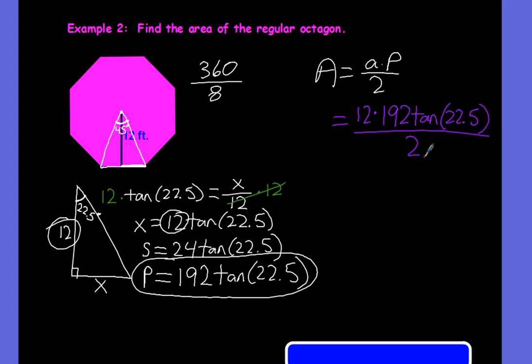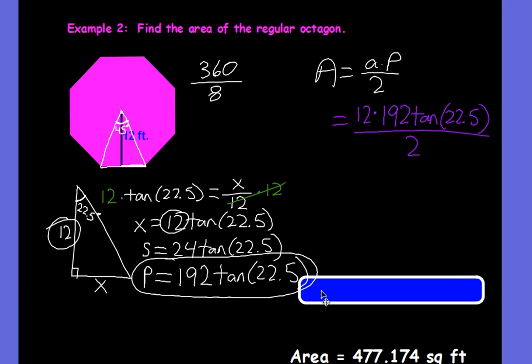Okay, so go ahead and put that in your calculator. I would put that whole numerator in, press enter, and then hit divided by 2 and press enter. And you should get, I'll reveal the answer here if you can see it anyway, it's kind of low on the screen, about 477.174 square feet.